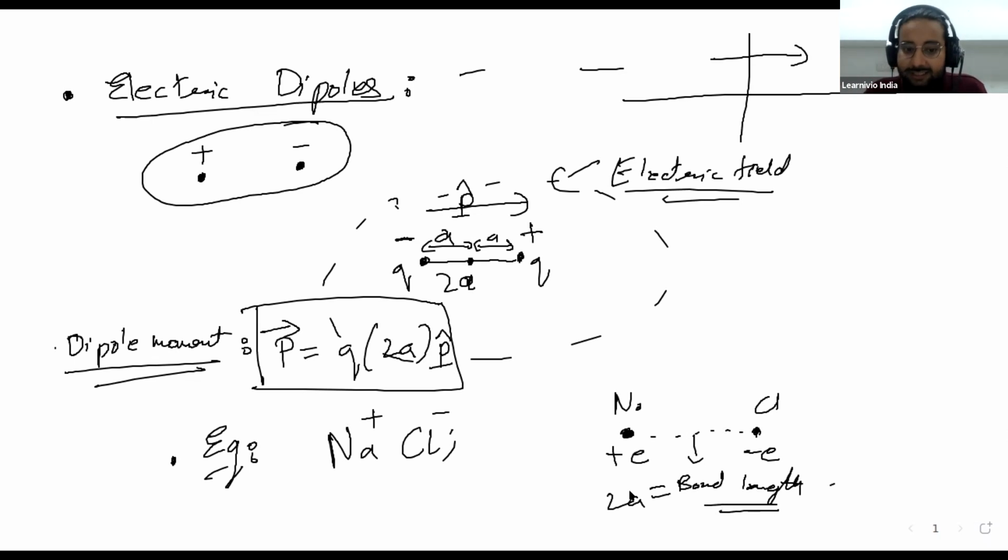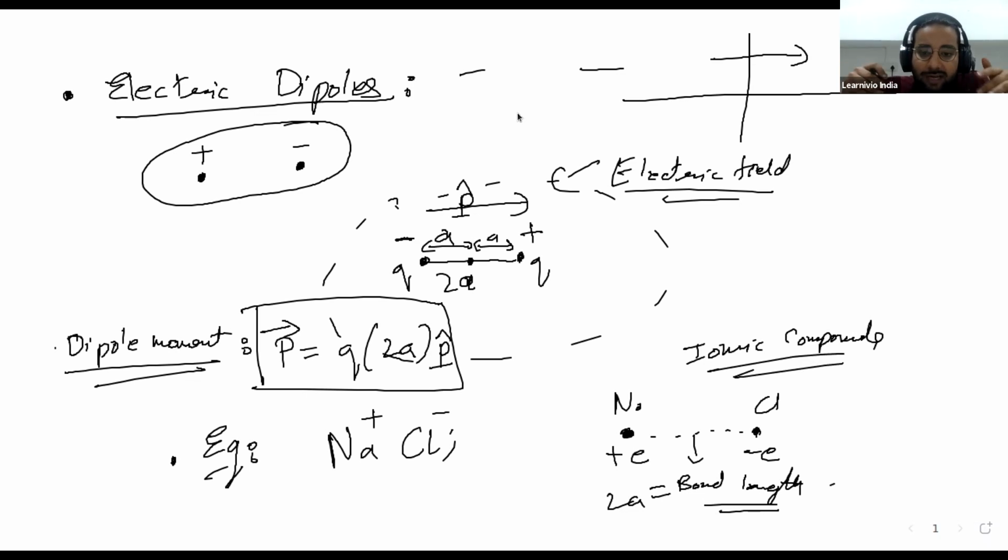So studying these kinds of systems, as you can see, is one of the most basic problems, because they're talking about ionic compounds, and most compounds that we know are ionic compounds. So dipole nature will be seen in these kinds of things.